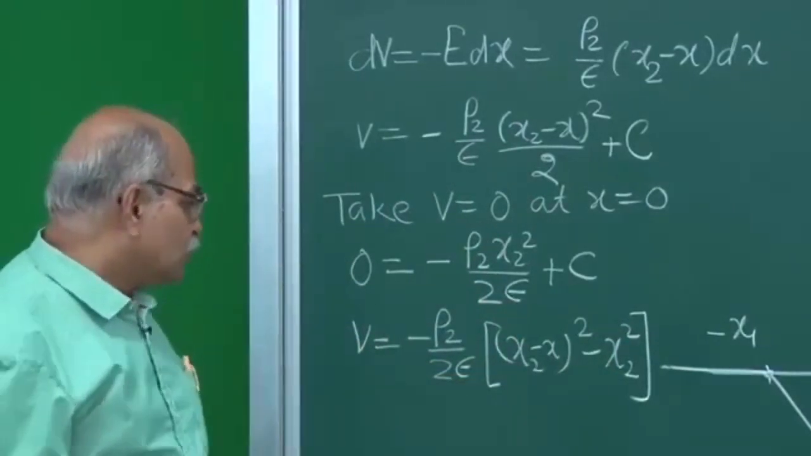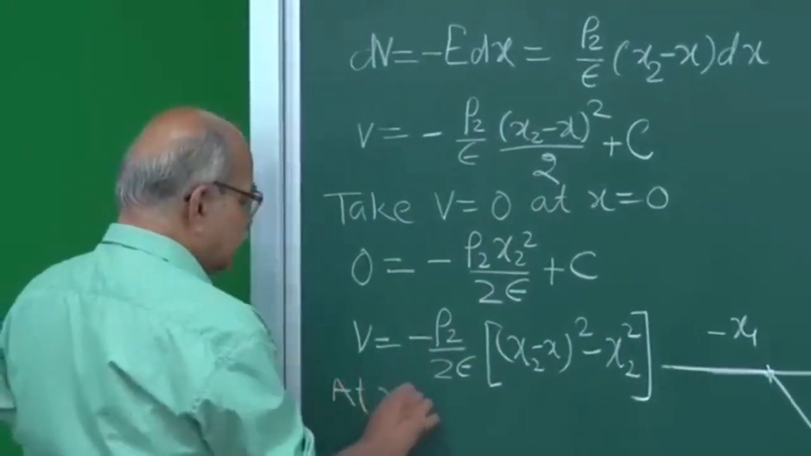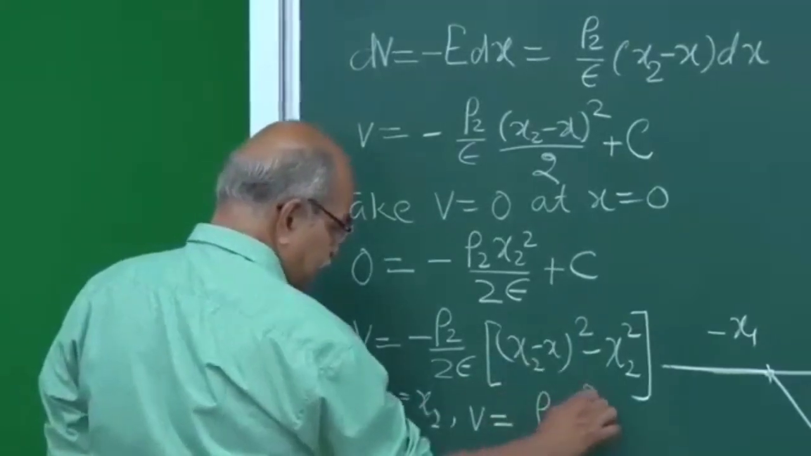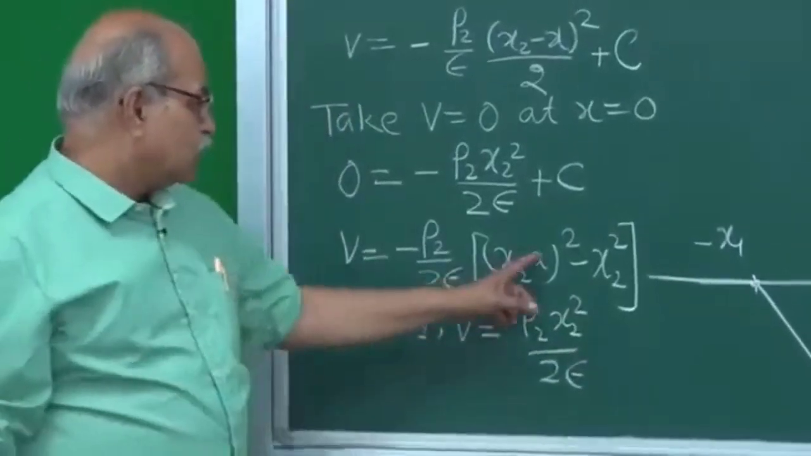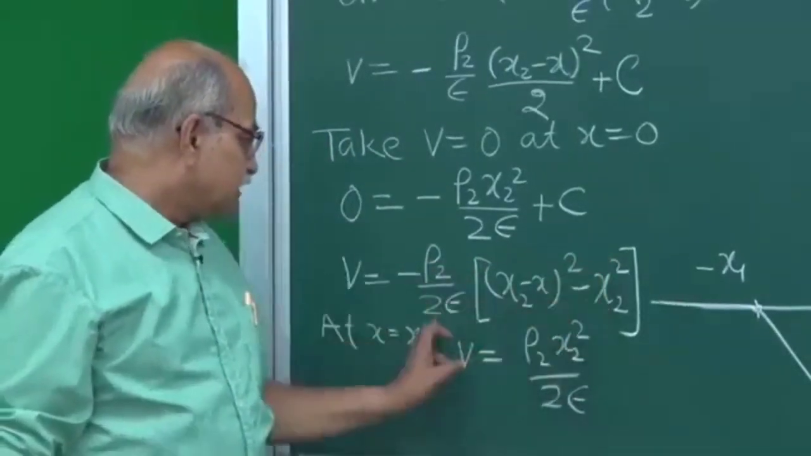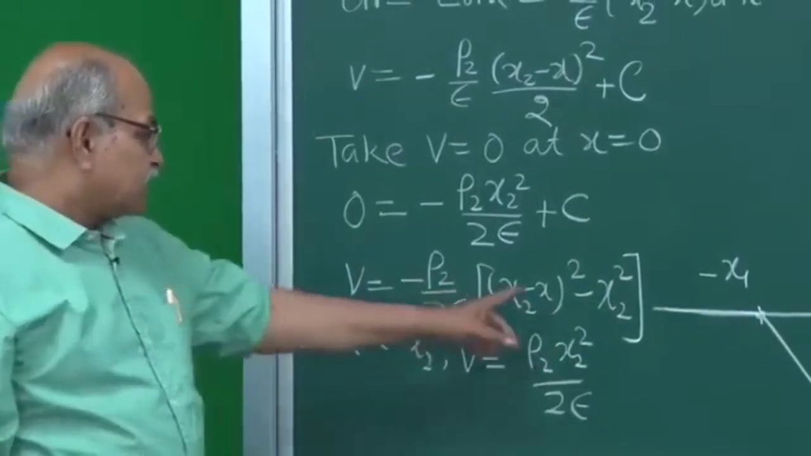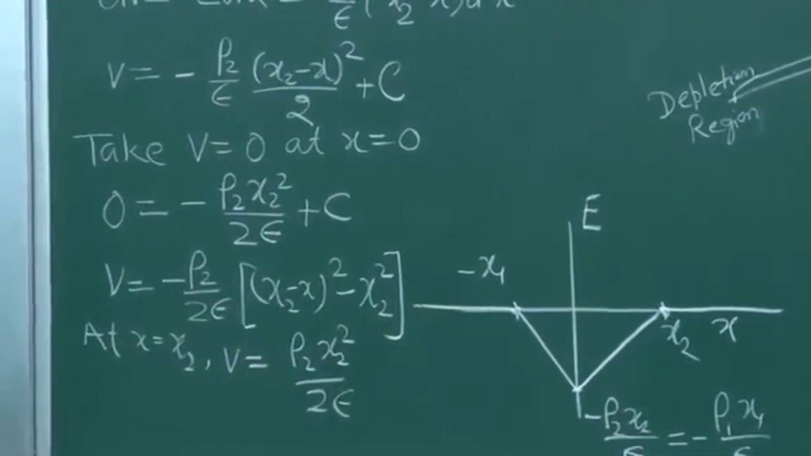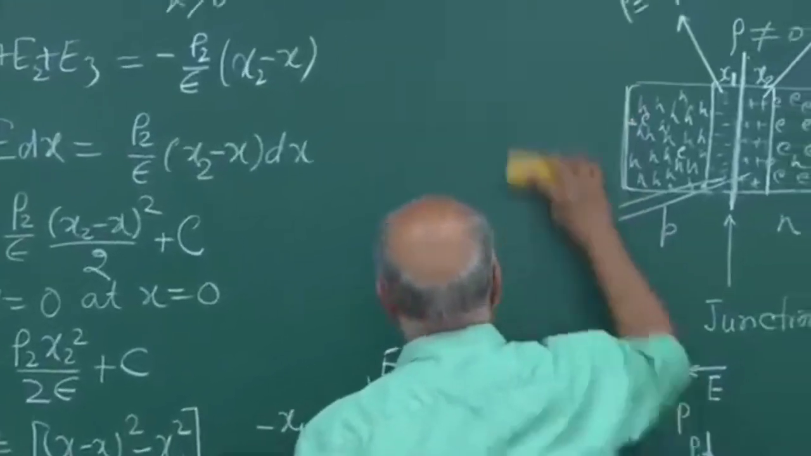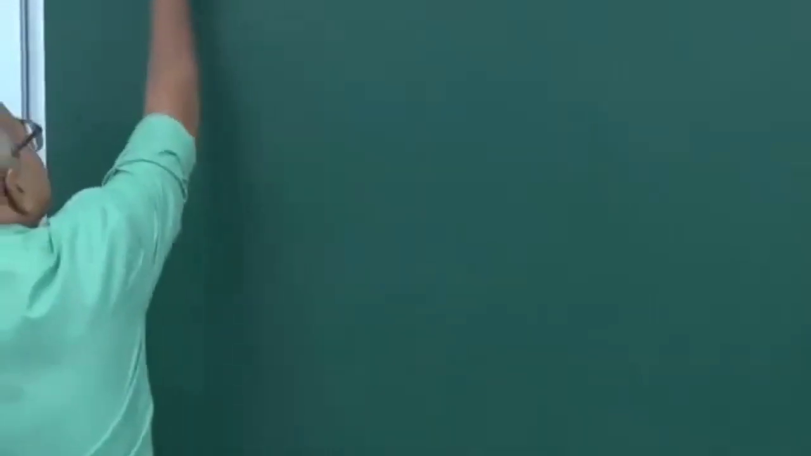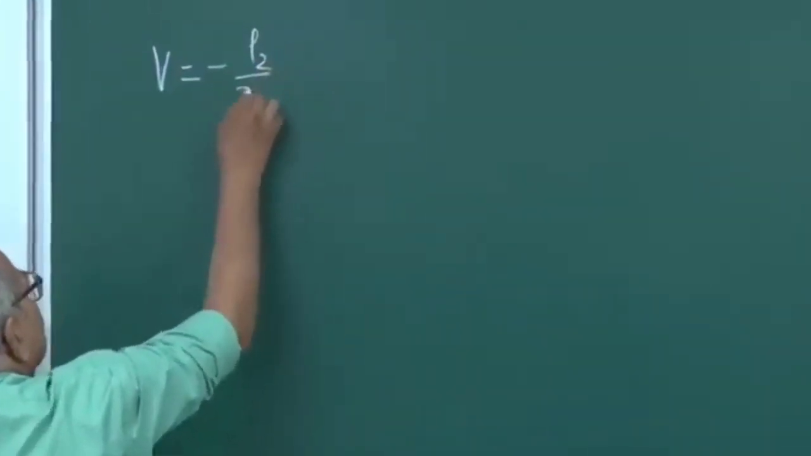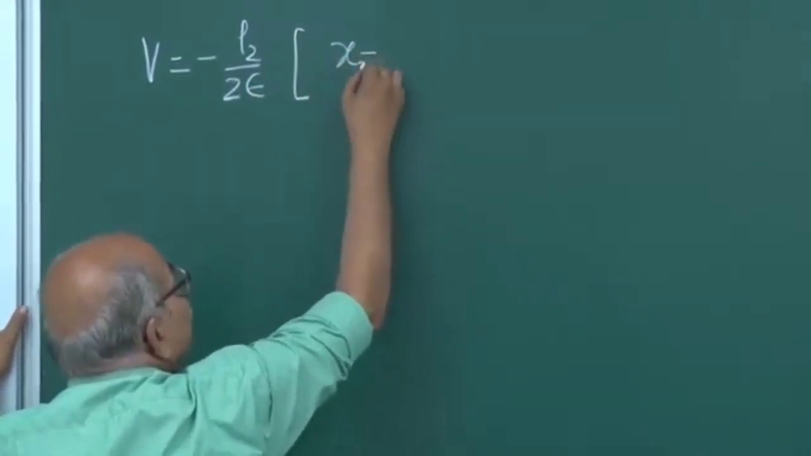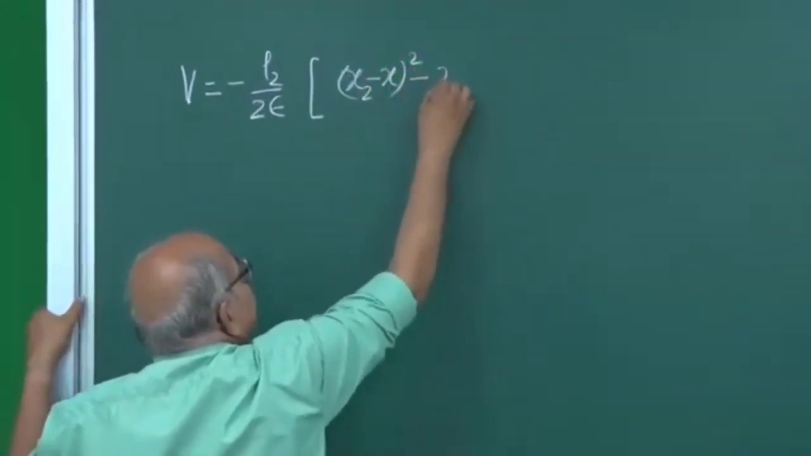And what is V at x2? At x equal to x2, this term goes out, so it will be rho 2 x2 square over 2 epsilon. You put x equal to x2, so this is 0, and this is plus rho 2 x2 square by 2 epsilon. It's a quadratic function, as it should be: if the electric field is linear, then the potential has to be quadratic. So if you plot, how will it look? The expression was V equal to minus rho 2 over 2 epsilon, times x2 minus x whole square, minus x2 square.